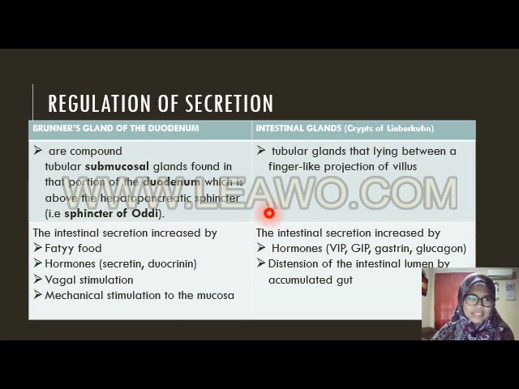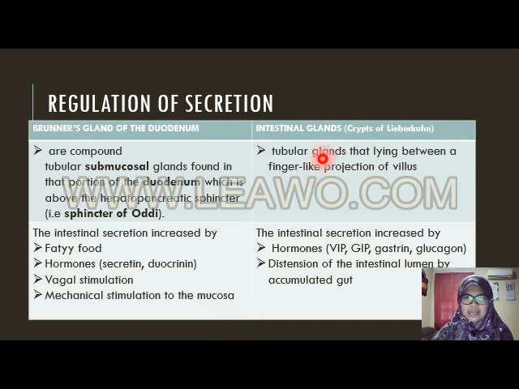So the intestinal secretion is regulated, as I mentioned before, by the Brunner glands of the duodenum. These are compound tubular submucosal glands found in the portion of the duodenum which is above the hepatopancreatic sphincter. And intestinal secretion is increased by the presence of fatty food passed from the stomach, and also the presence of hormones, specifically secretin and enterocrinin, and activation of the vagus nerve that stimulate the secretion, and also mechanical stimulation to the mucosa. Basically, the presence of food itself will stimulate the mucosal layer, and then can send a message or trigger the intestinal secretion to be secreted.